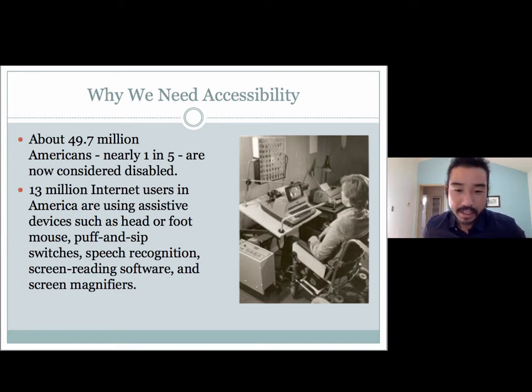We have speech recognition and screen reading software. That's something that a lot of blind or low vision people use, and also screen magnifiers for low vision users. So I really do want to emphasize that we're not talking about an obscure population. We're really talking about a very significant fraction of the US population here.